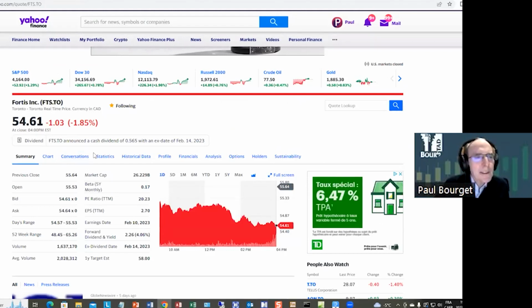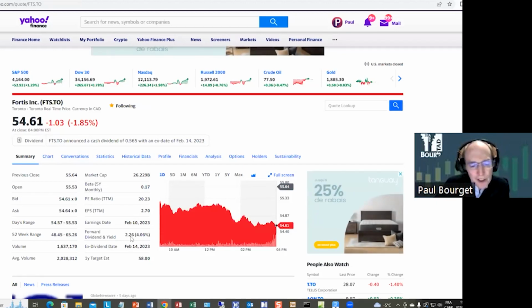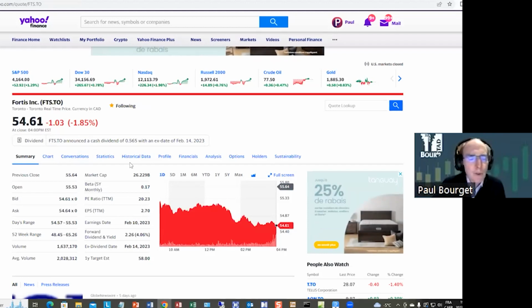we can look at Fortis. Fortis is an income stock. For Fortis, the yield is currently 4.1%. And for Fortis, we don't have to worry because the dividend is $2.26 per year, and the earnings per share is $2.70. So it's well covered as we speak.